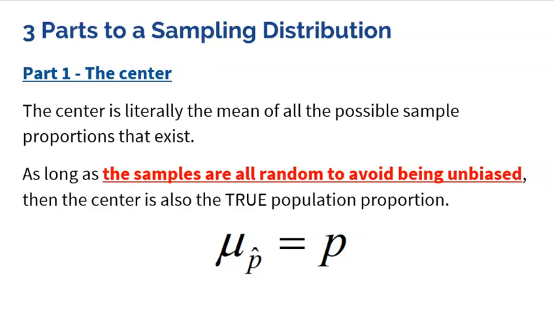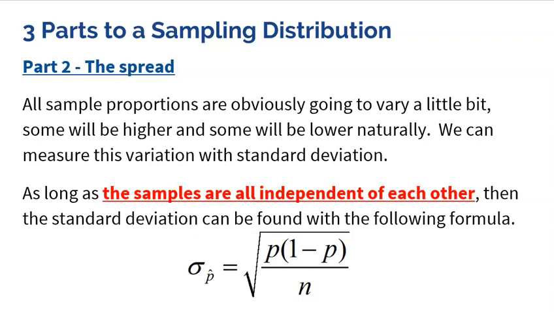So please note two things on this slide. One is the symbol. The mean of all the p-hats is equal to the truth, smack dab in the center. But there's one important condition that I emphasize in red here: the center is only going to be the truth if your samples are random to avoid being biased.